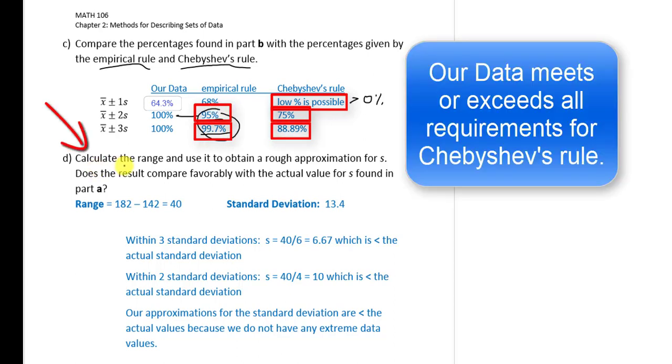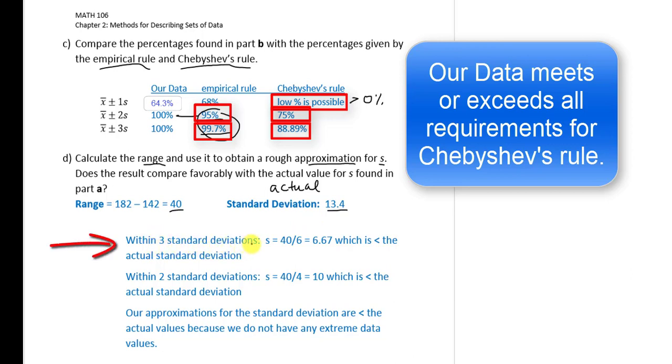The last part is to calculate the range and use it to obtain a rough approximation for the standard deviation. So keep in mind the range is our largest measurement minus the smallest measurement, which ends up being 40. Our standard deviation, remember, is 13.4. So that is the actual value. We want to compare that with the approximations we're about to make.